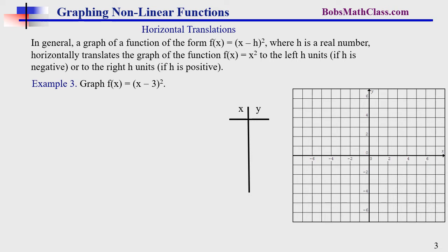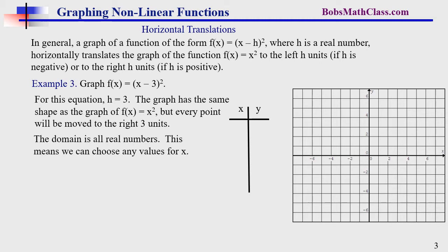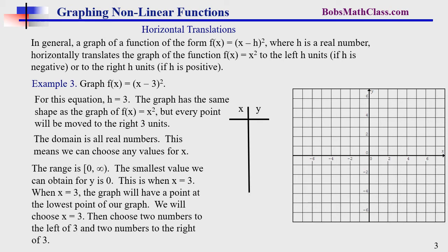Okay, so let's first look at the domain. The domain is all real numbers. And the range, well, that's still going to be 0 to infinity. Whatever we get inside the parentheses, once you square it, it's still going to be positive. Actually, the smallest number could be a 0, which is neither positive nor negative. So therefore, our range is 0 to infinity.